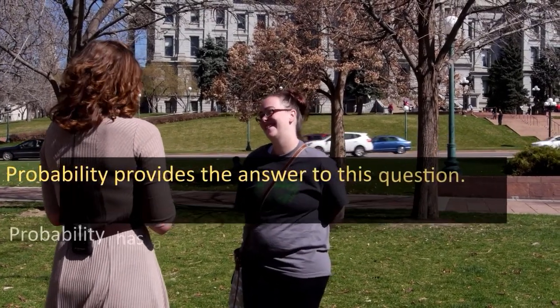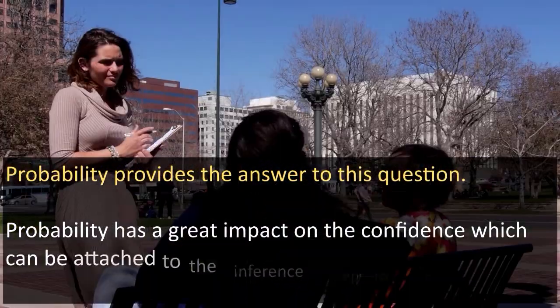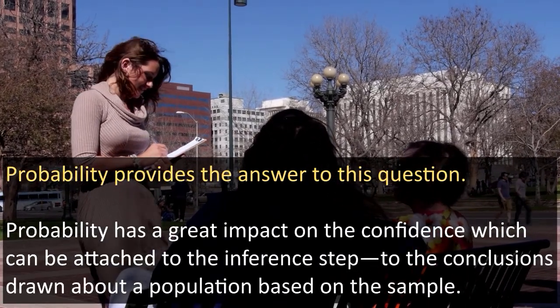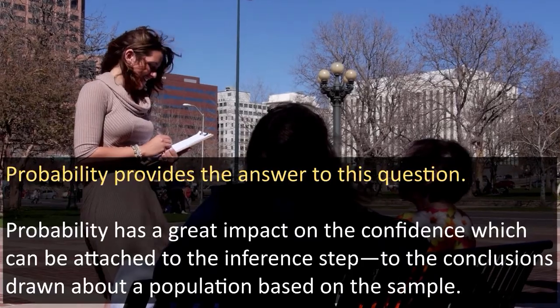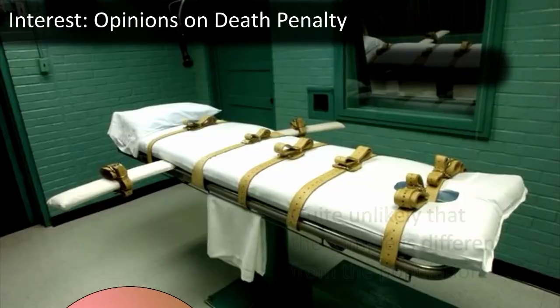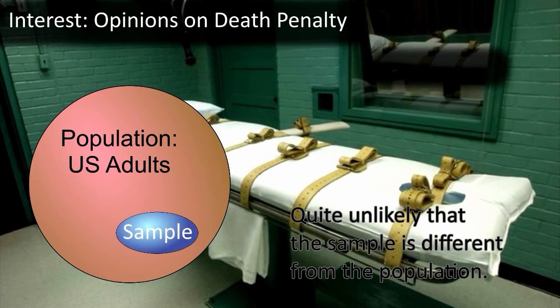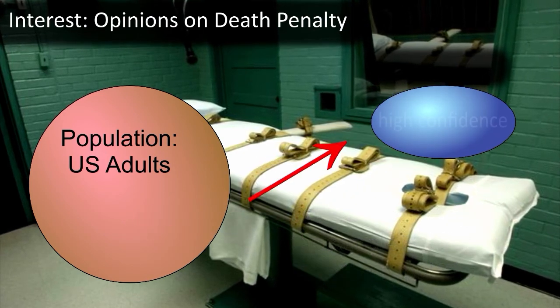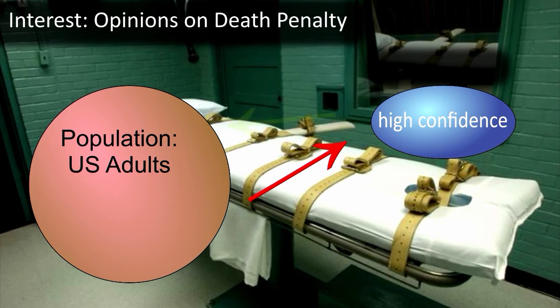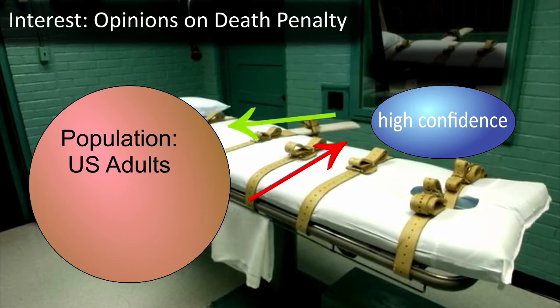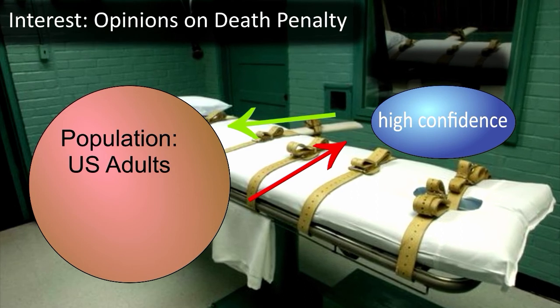The answer to this question, which we find using probability, is obviously going to have an important impact on the confidence we can attach to the inference step. In particular, if we find it quite unlikely that the sample percentage will be very different from the population percentage, then we have good confidence that we can draw conclusions about the population based on the sample. So let's define probability a bit more carefully.